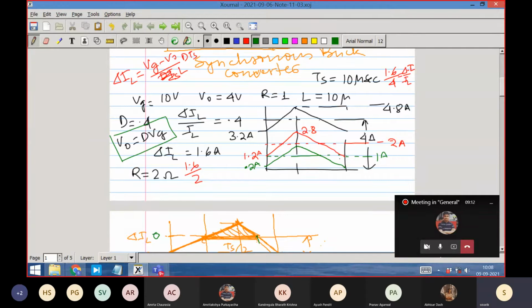And all the while, when this switch is on, who is conducting? Switch Q in this zone. Who is conducting in this zone? Diode D, right? Because the inductor current is continuous and inductor current cannot abruptly change, because energy cannot be disrupted. It has to have a smooth change. So therefore the current in the inductor will force the diode to conduct.